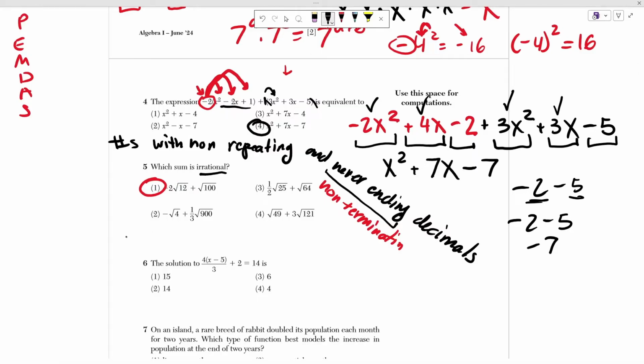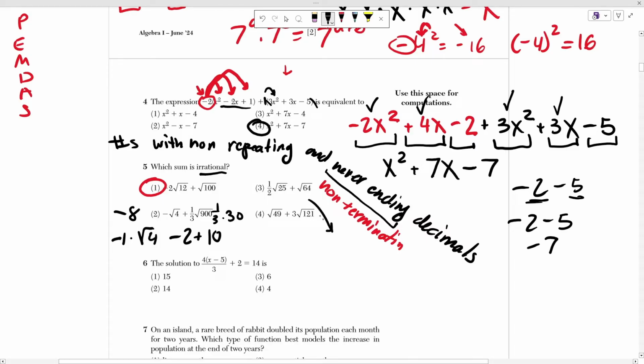Watch. Negative radical 4 just means -1 times radical 4. Radical 4 is a perfect square, right? 4 is a perfect square. -1 times radical 4 is actually -2, right? Radical 900 is actually equal to 30, and 1/3 times 30 is equal to 10. So choice 2 is actually equal to -8. -8 does not have any decimal, so it can't be irrational, right? It has no decimal. Because we define an irrational number based on its decimal, we can't even say anything about -8 here.